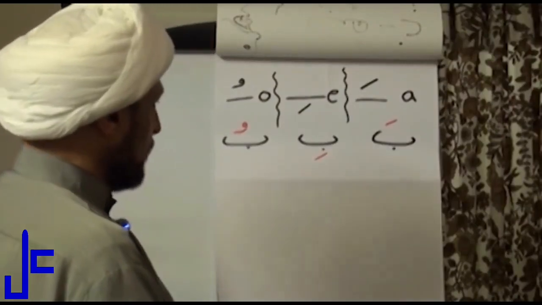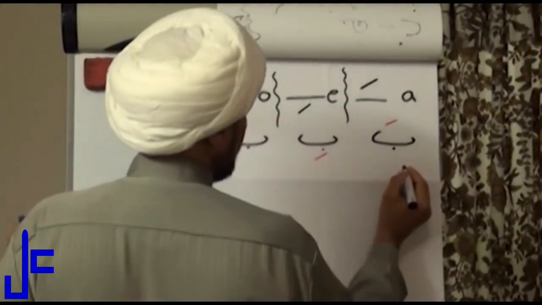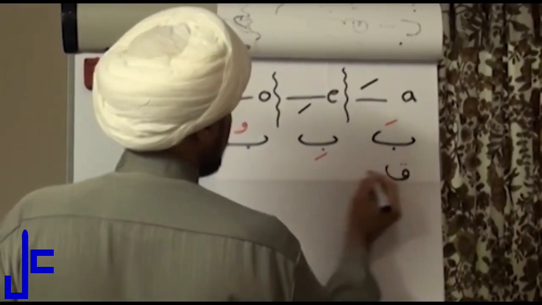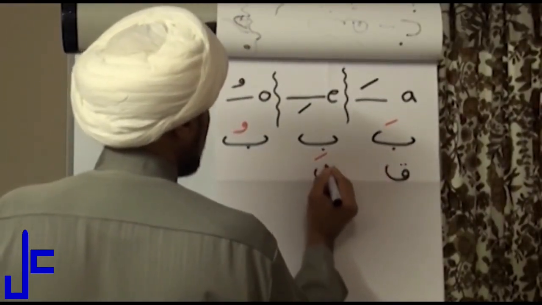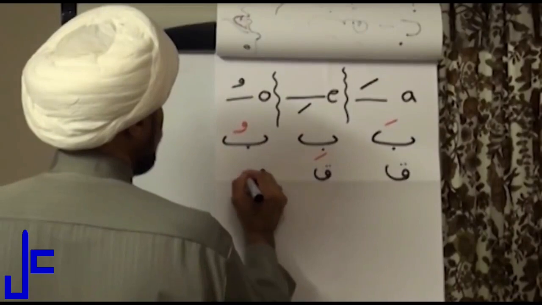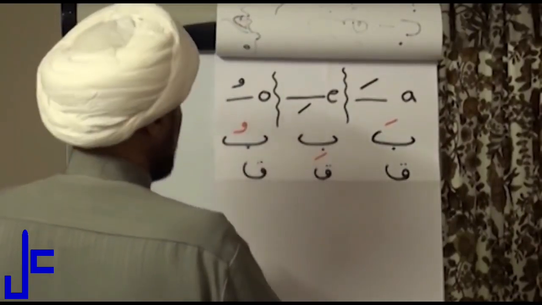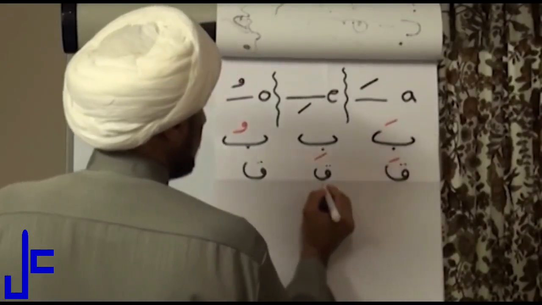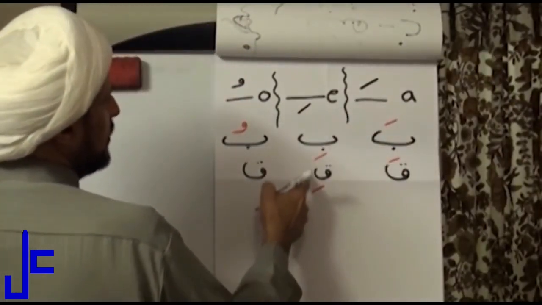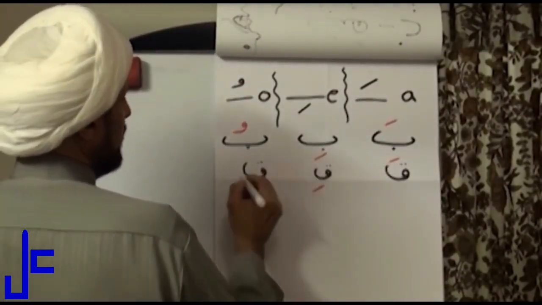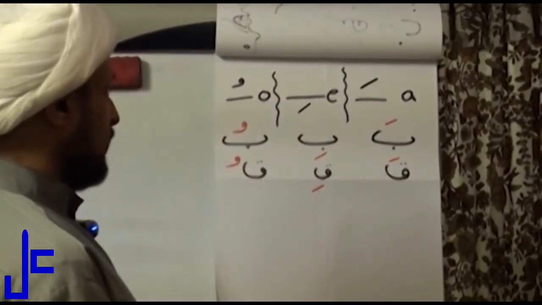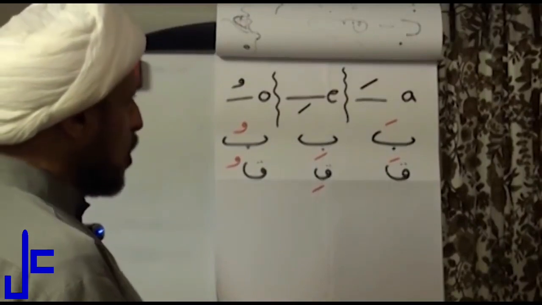If I want to put it on another letter, like let's say Qaf, we will have Qa, Qi. This is this Qaf sign, not this one. Qu. These are the short vowels. Now let's see the long vowels.